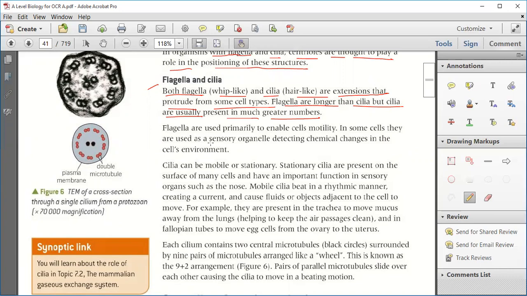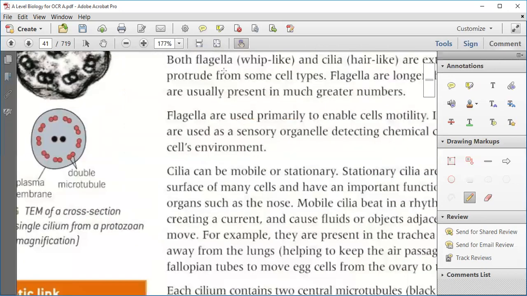Flagella are used primarily to enable cell mobility. In some cells, they act as a sensory organelle, detecting chemical changes in the environment of the cell.